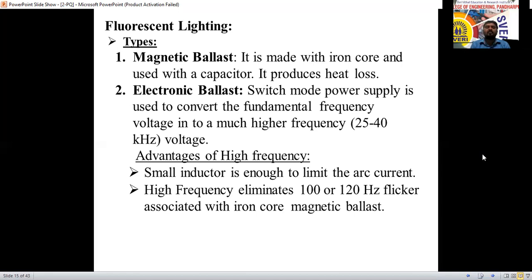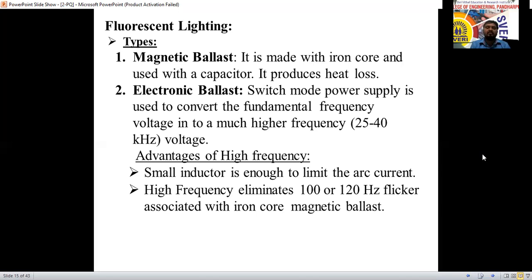The switch mode power supply is used to convert the fundamental frequency voltage into a much higher frequency, that is 25 to 40 kilohertz higher frequency we have converted. That is called SMPS only, switch mode power supply. That is the electronic ballast we were using to convert the fundamental frequency voltage into a much higher frequency. We are using the higher frequency.